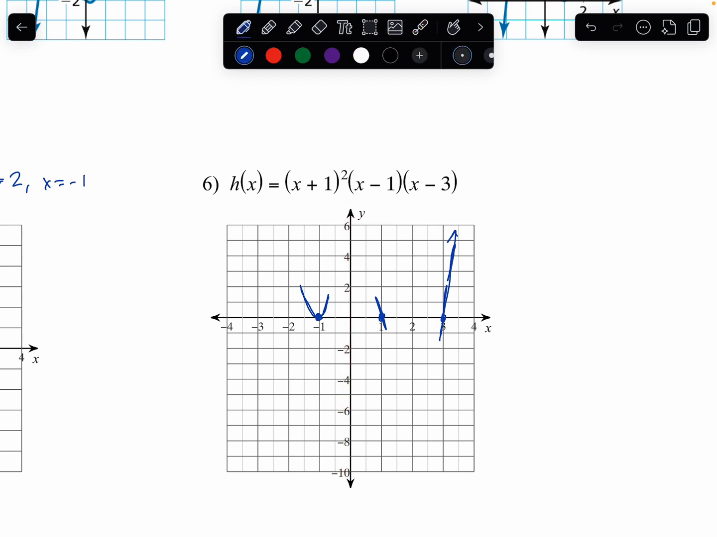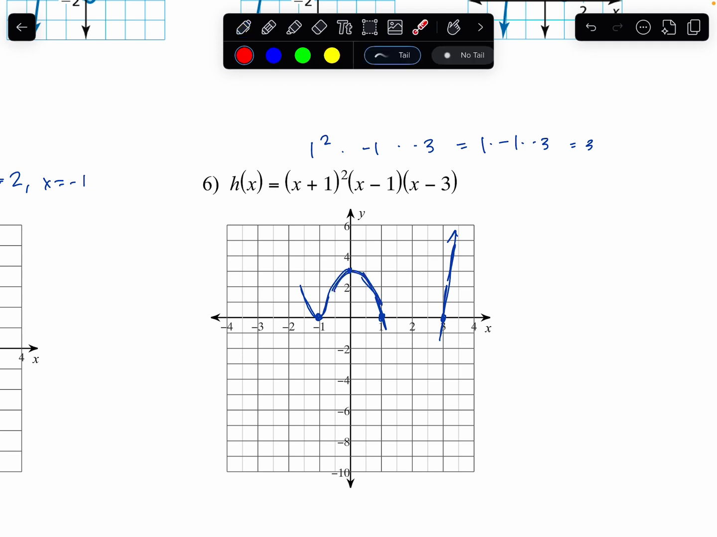Okay, but now if we plug in some values, so let's say I plug in 0. So if I plug in 0, this becomes 1 squared times, if I plug in 0 here, that becomes -1. And if I plug in 0 there, it becomes -3. So that becomes 1 times -1 times -3, which just becomes 3, so right there. So we'll just say goes up like that.